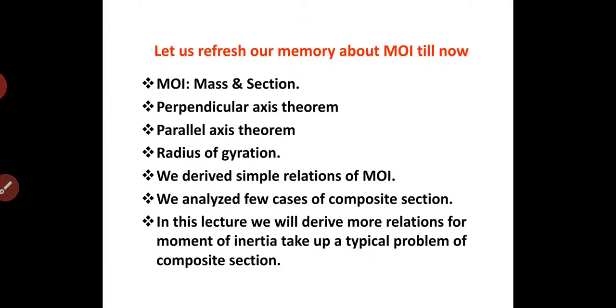Let us refresh our memory about MOI till now. This moment of inertia, that is mass moment of inertia and section moment of inertia. We studied about the perpendicular axis theorem, parallel axis theorem, radius of gyration, and we derived simple relations of MOI. We analyzed a few cases of composite section. In this lecture, we will derive more relations for moment of inertia and take up a typical problem of composite section.